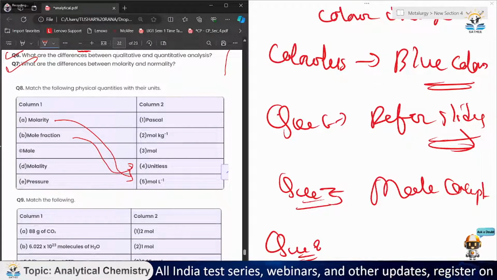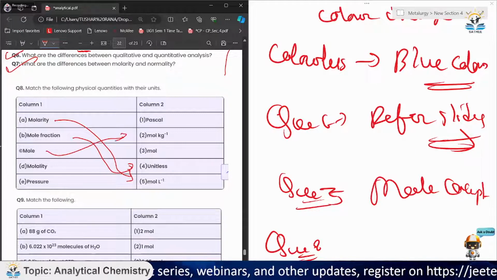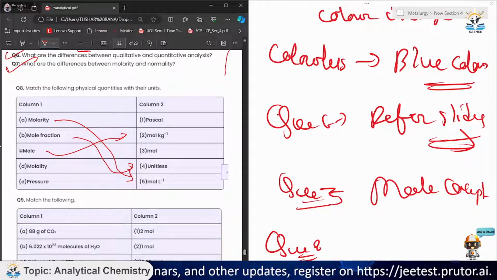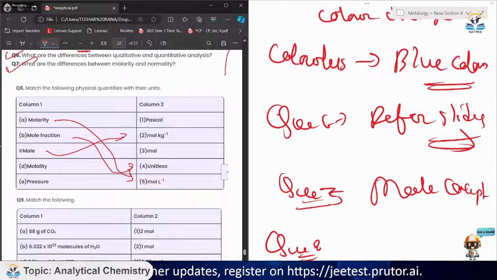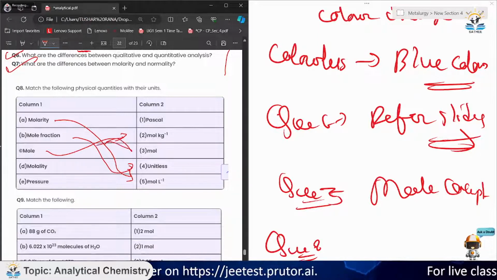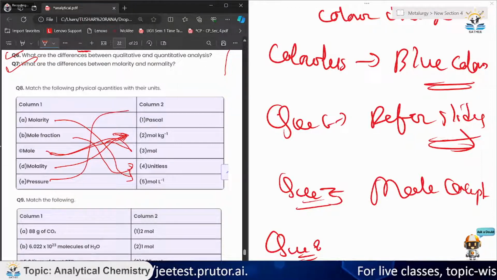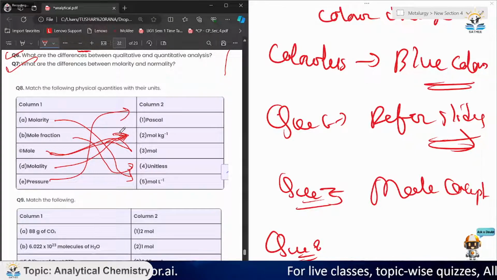Now, what is mole? Mole is generally mole per kg. Okay. Now, what is molality? Okay, sorry, I think I was confused. This one is this, and molality was this. Now, pressure is Pascal. Everyone knows. Okay. Now, moving on to question number 9.